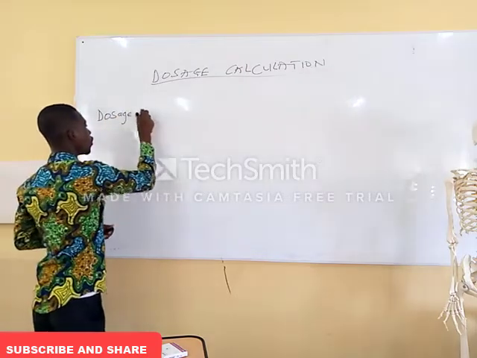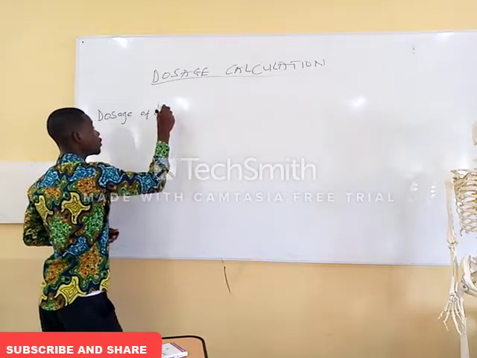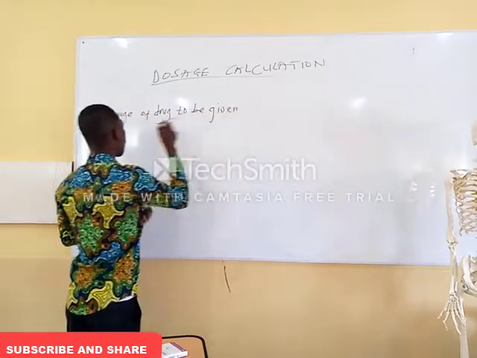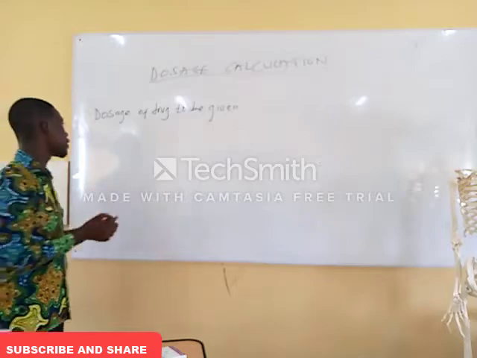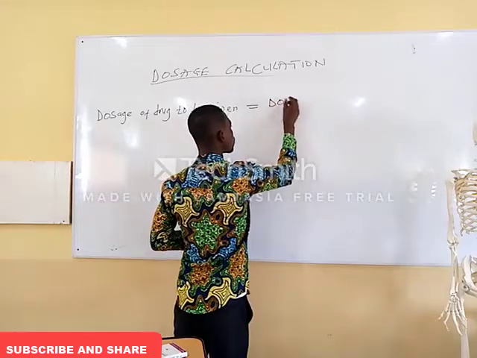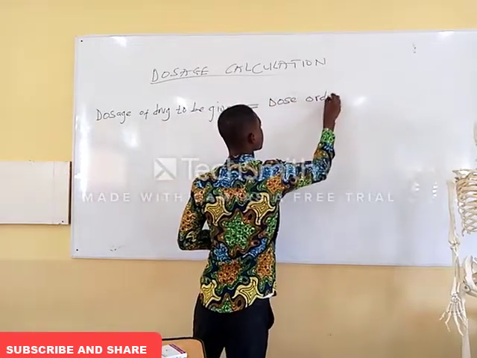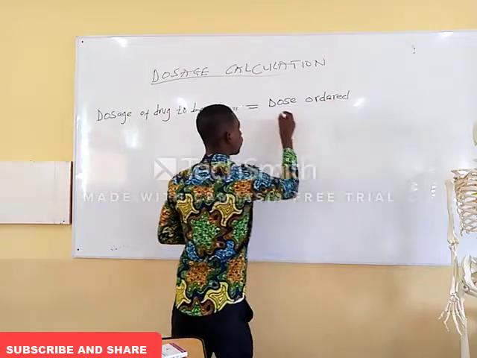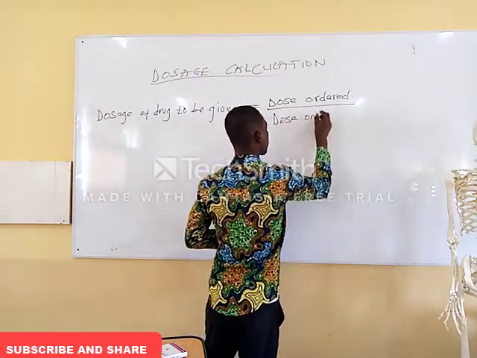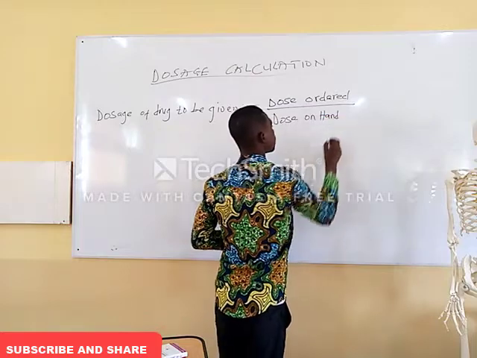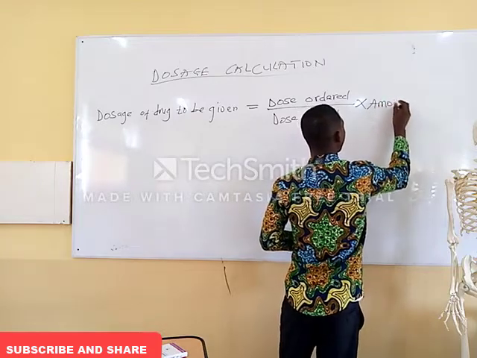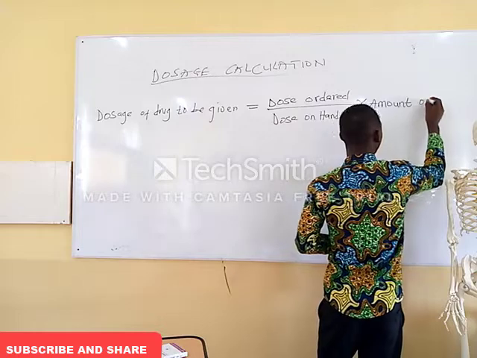Dosage of drug to be given, or quantity of drug to be given to a patient, is equal to dose ordered over dose on hand times amount on hand.